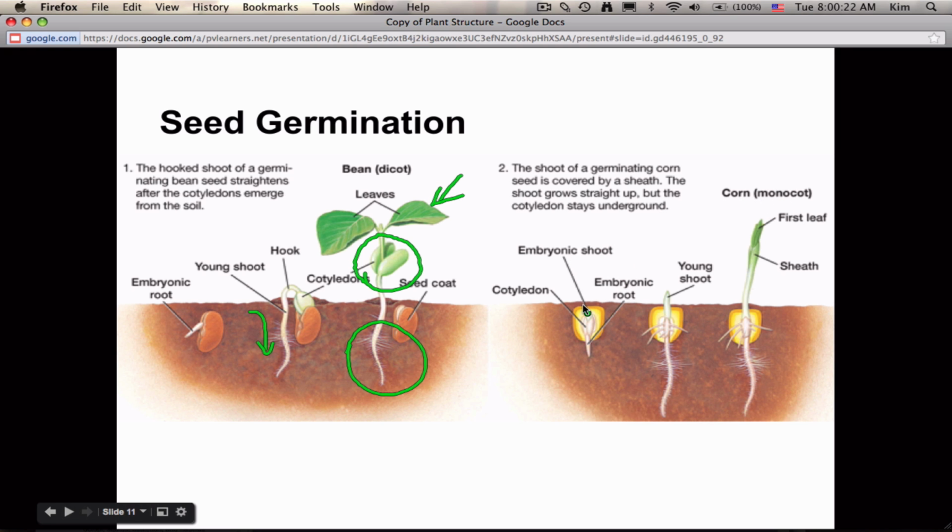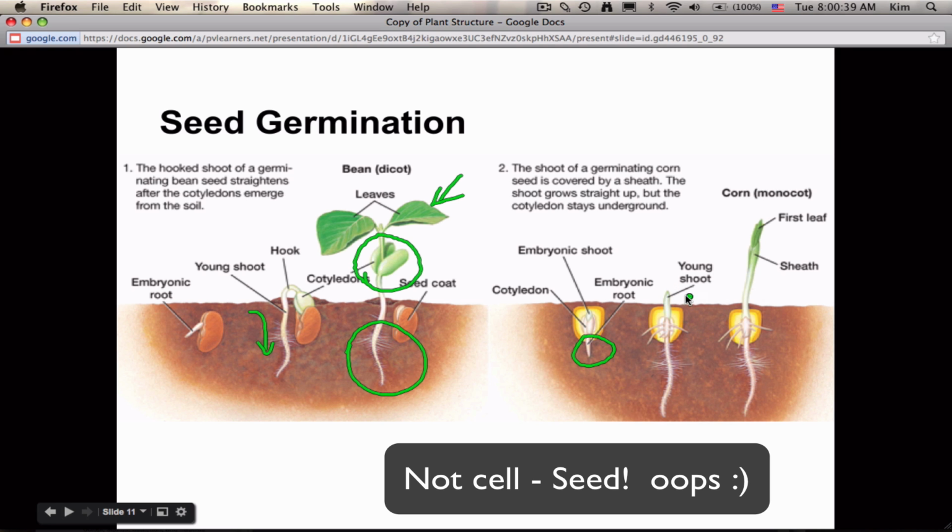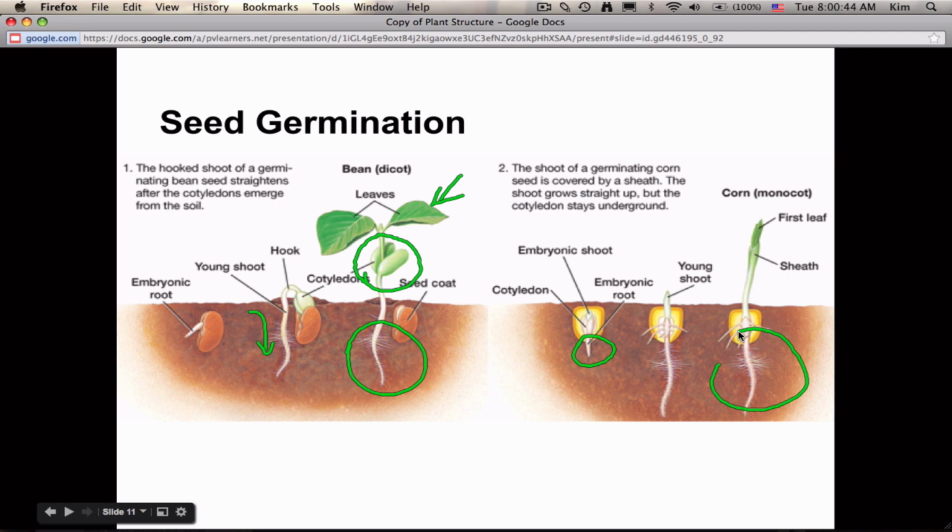Now with a monocot, you'll have this embryonic root that starts to grow downwards, and you have the embryonic shoot that goes up, and the shoot is just that first part that breaks out of the seed. We call that a shoot. And then here you see the larger root system that's developing. You can also see this sheath, and this sheath is basically just protecting that first leaf.